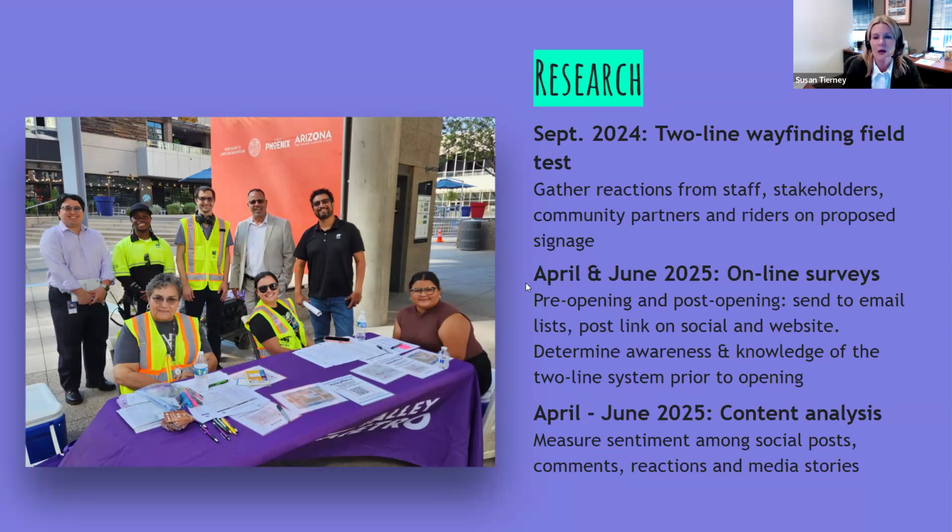And then in April and in June, we will be conducting some online surveys, pre-opening and post-opening. We will be utilizing a survey link that will be sent out to email lists, posting links on social and our website to determine awareness prior to opening, and then the knowledge of the 2-line system after opening. And then we will be conducting content analysis across the period between April and June to measure sentiment of social posts, comments, reactions, and media stories. And of course, we'll be changing our communications plan based on the input that we are getting through the surveys and the content analysis.